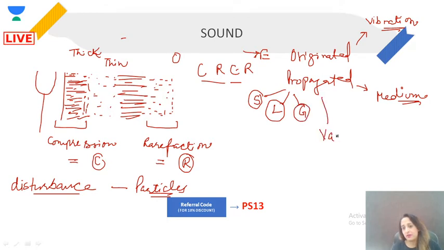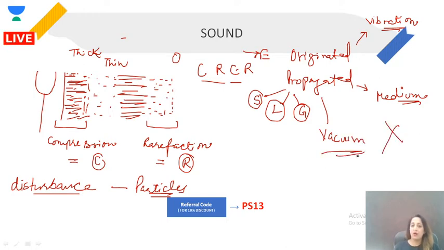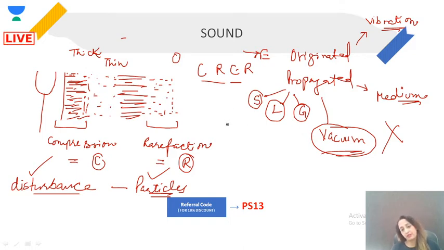But if there is vacuum, there will not be any sound. Why? Because sound waves need a medium to travel. They need this kind of disturbance of the particles to get propagated, right? So if there is no particle, if it is vacuum, then there will not be propagation of sound. So that is the key point that we have discussed.